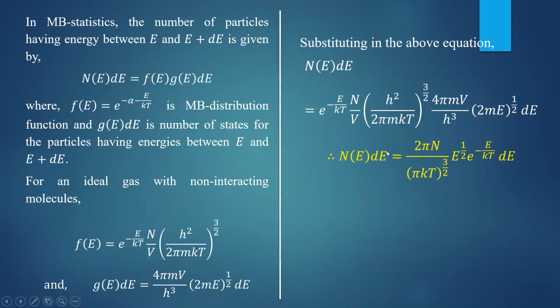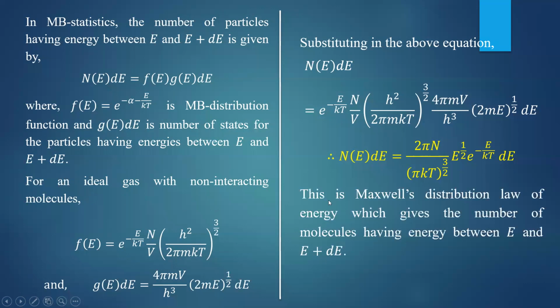So n of E will be having the value 2 pi n divided by (pi kT) to the power 3 by 2 will remain into E to the power half will remain into exponential minus E by kT into dE. Pi you can cancel. So this gives you the Maxwell distribution law of energy, which gives you the number of molecules having the energy between E and E plus dE. So kT will remain, pi will remain if you keep this pi as it is. So here 2 pi n will remain, 2 gets cancelled. So this is the number of particles having the energy between E and E plus dE.